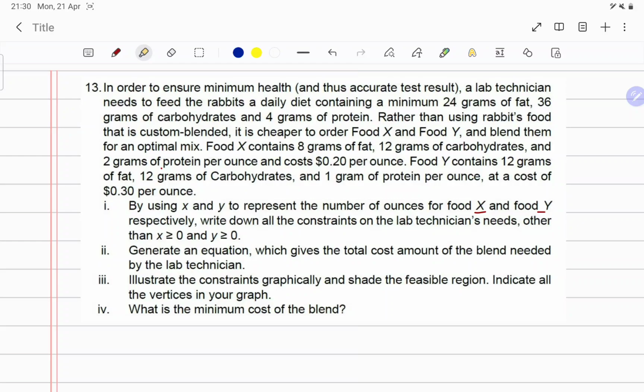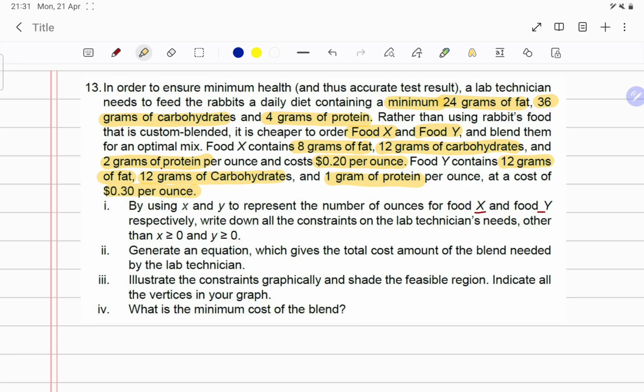with a diet containing a minimum of 24 gram of fat, 36 gram of carbohydrate and 4 gram of protein. And then instead of using rabbit food that is custom blended, the technician actually uses food X and food Y. Food X contains 8 gram of fat, 12 gram of carbohydrate and also 2 gram of protein, and it costs 20 cents per ounce. And food Y contains 12 gram of fat, 12 gram of carbohydrate and also 1 gram of protein, and the cost is 30 cents per ounce.